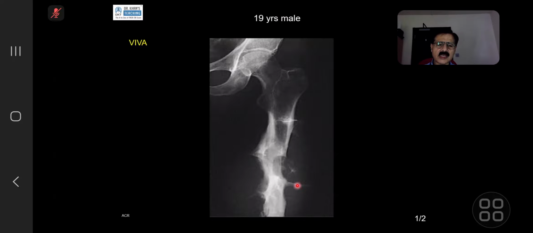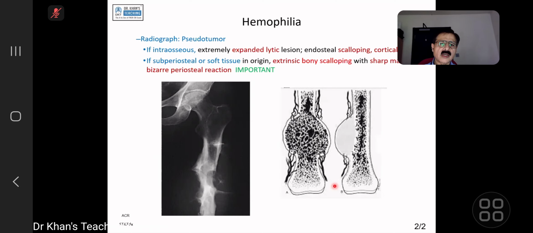Right? So yes sir. The eye sees what the mind knows. Nothing can explain this. This was another case of hemophilia, and this is what I was telling you. Do you see this? This is subperiosteal or soft tissue, extrinsic bony scalloping with sharp margin, bizarre periosteal reaction. Important. So now you have seen another presentation.